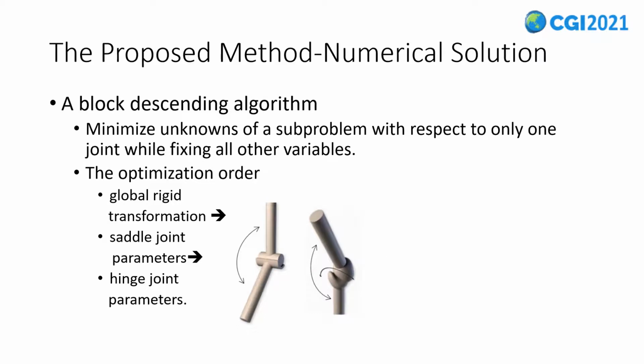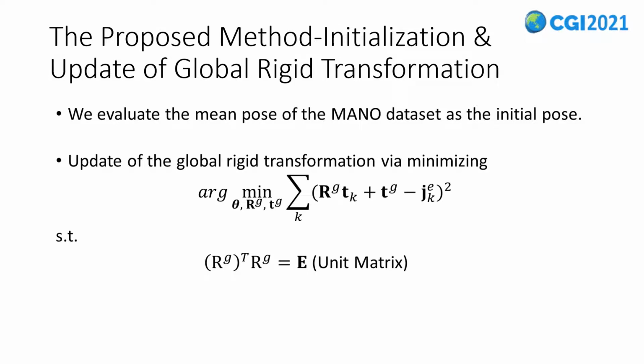We adopt the block descent method for our numerical solution. We divide the variables into different blocks according to their joint number. To solve, we minimize a subproblem by fixing all other variables. Different update methods are taken in different joint solving situations, including global rigid transformation, saddle joint parameters, and hinge joint parameters. We first evaluate the mean pose of the MANO dataset as the initial pose.